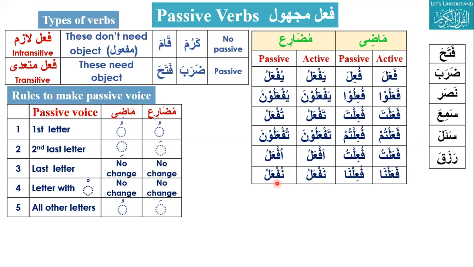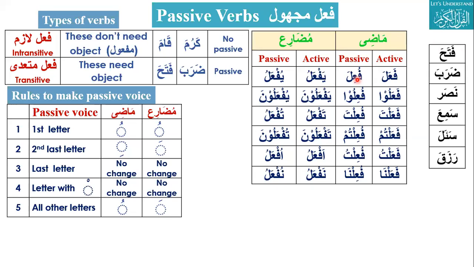Why is it passive voice? In passive voice, what happens? Why is it called passive voice, or majhul? It has pesh, because the doer is unknown. The doer is not known in it. It is majhul. So Fataha, he opened. Futiha, it was opened. What was opened, or who opened it? We do not know.